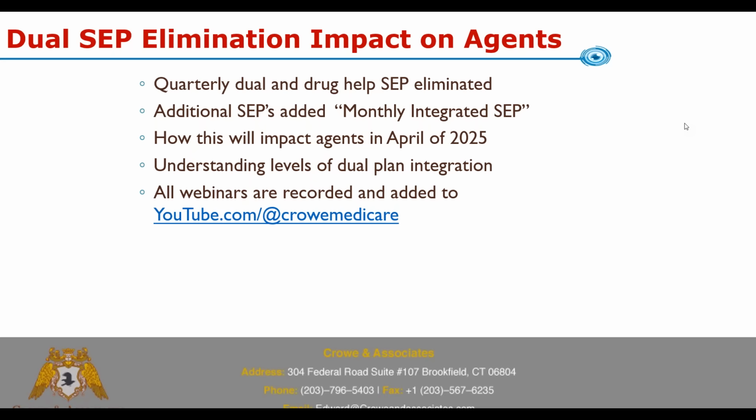you need to know. We will briefly talk about the levels of dual plan integration, because that's important for one of the new SEPs that's been added. So we'll get to that in a few minutes.